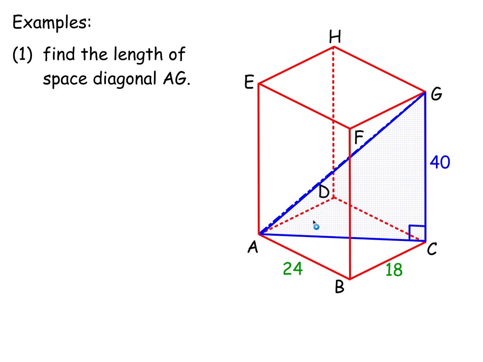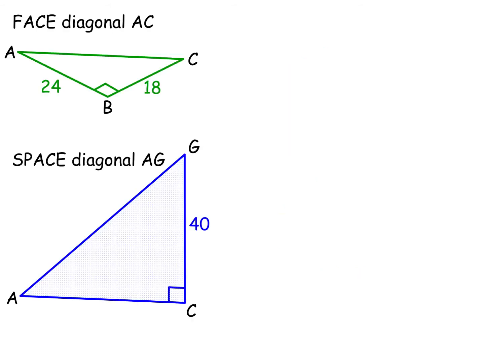We can calculate it using the triangle ABC. AB is 24, BC is 18. Hypotenuse AC can be calculated, and then we can use the blue triangle to work out the space diagonal. So it's two uses of Pythagoras. There's the face diagonal, the sides 24 and 18.